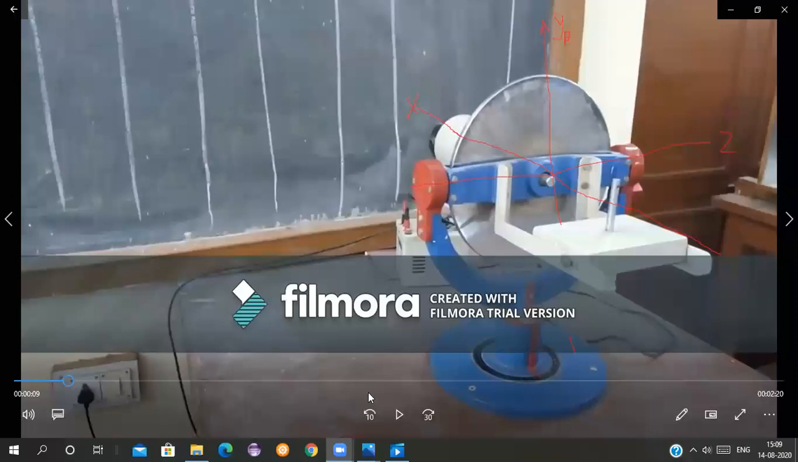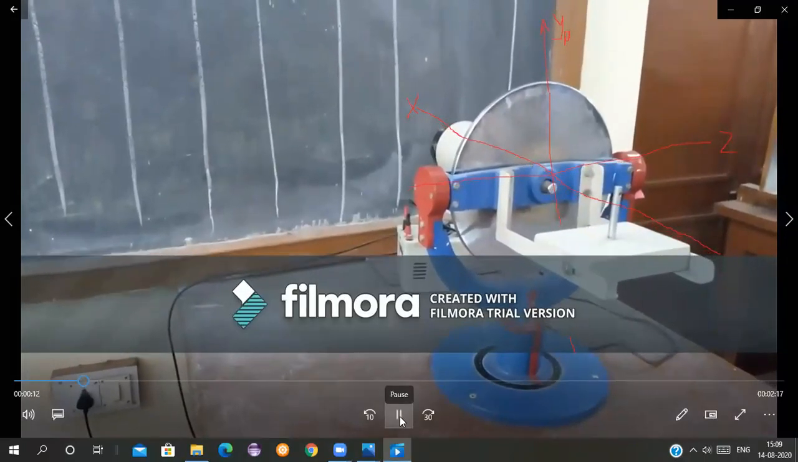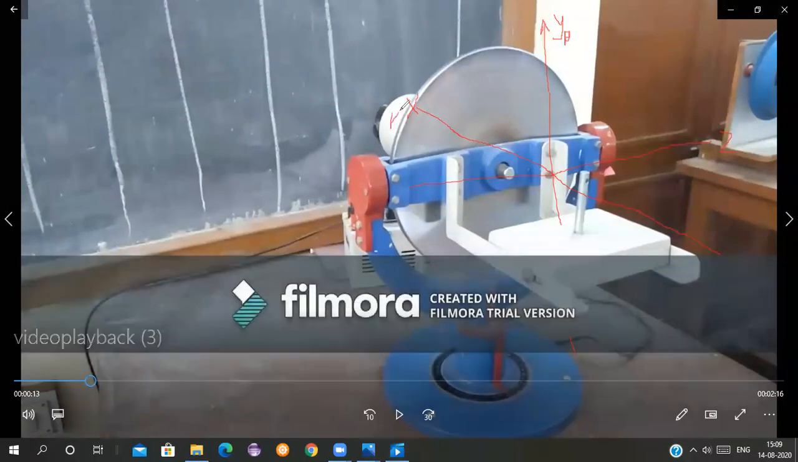Yes, see now. This is a motorized gyroscopic couple. A motor is attached at the back here. See here, there is a motor, and because of that motor, this rotor is rotating.